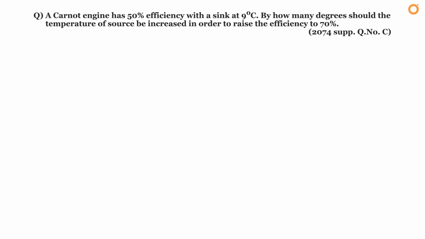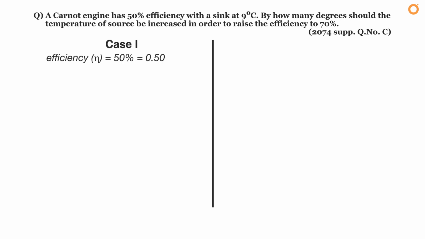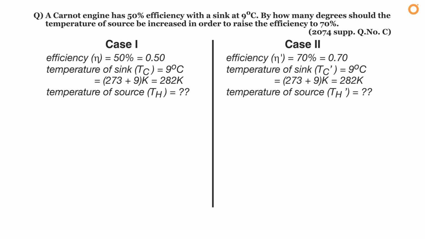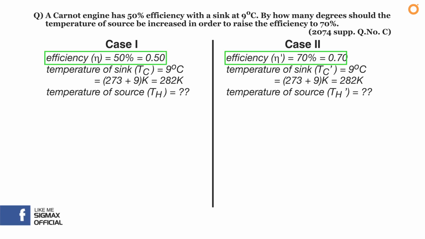Now, let's solve our problem. If we read the question carefully, then we can find that there are two cases. In case number 1, a Carnot engine is given whose efficiency is 50% with the temperature of sink 9 degrees Celsius, or in Kelvin scale 282 Kelvin, and the temperature of source unknown. Whereas in case number 2, the same Carnot engine is given, but this time its efficiency is increased to 70% by raising the temperature of the source while keeping the temperature of sink constant at 9 degrees Celsius. In the question, we are asked to find by how many degrees the temperature of source should be increased to raise its efficiency from 50% to 70%.